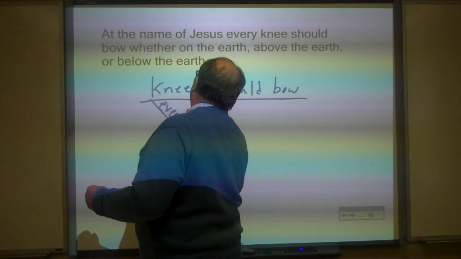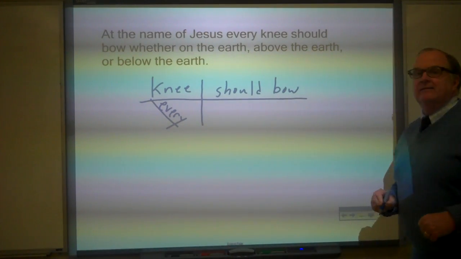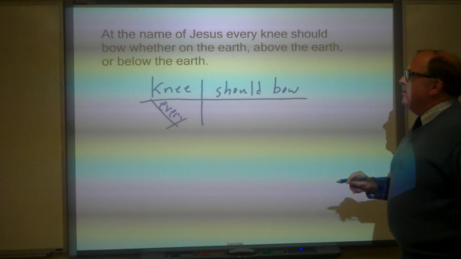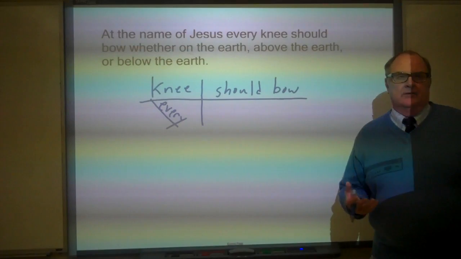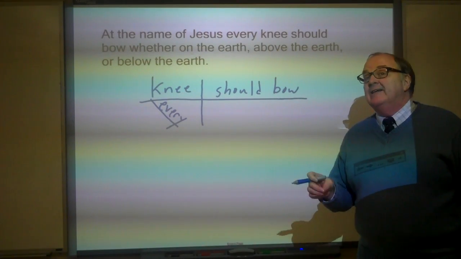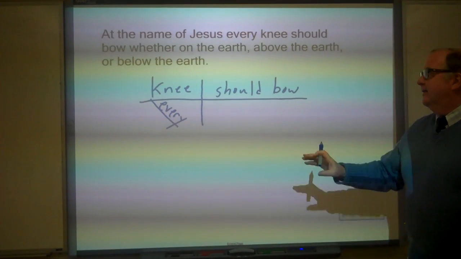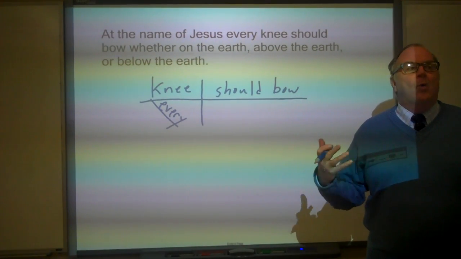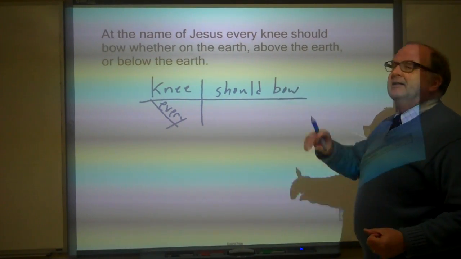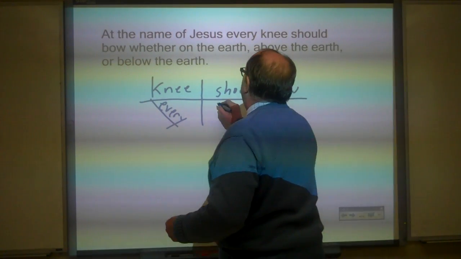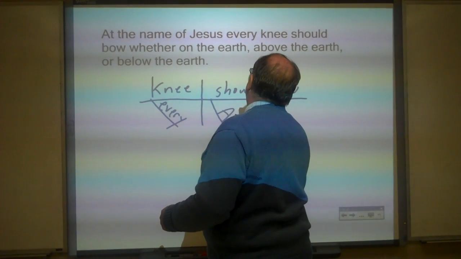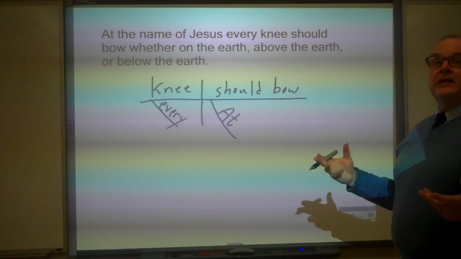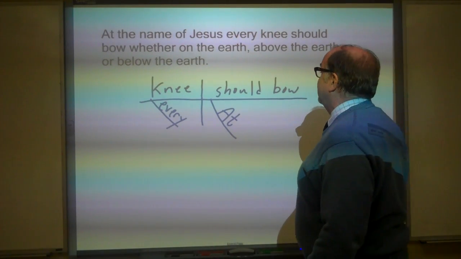Every modifies knee. At the name of Jesus, if you think about it, really is an adverbial phrase, and so it modifies the verb. When do they bow? Under what conditions do they bow? At the name of Jesus. So, at goes on the diagonal. Remember, since at is the first word of the sentence, it is capitalized, so the reader looking at the diagram knows which word comes first.